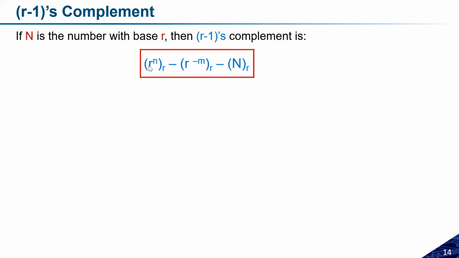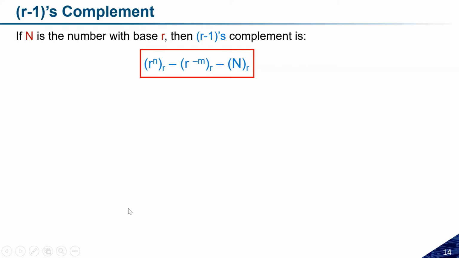Small n is the number of digits in the integer part, and capital N is the number for which we have to calculate the r minus 1's complement. And small m is the number of digits in the fractional part. If there is no fractional part, this m will become 0, so this whole part will become 0. So this is what we know.